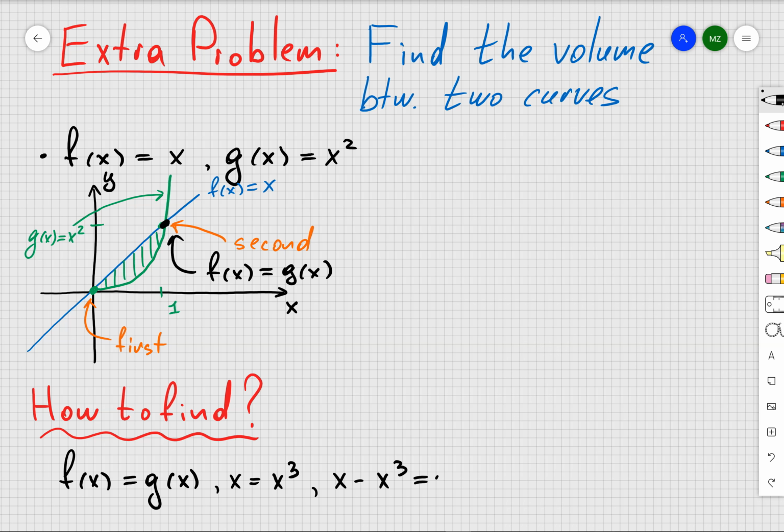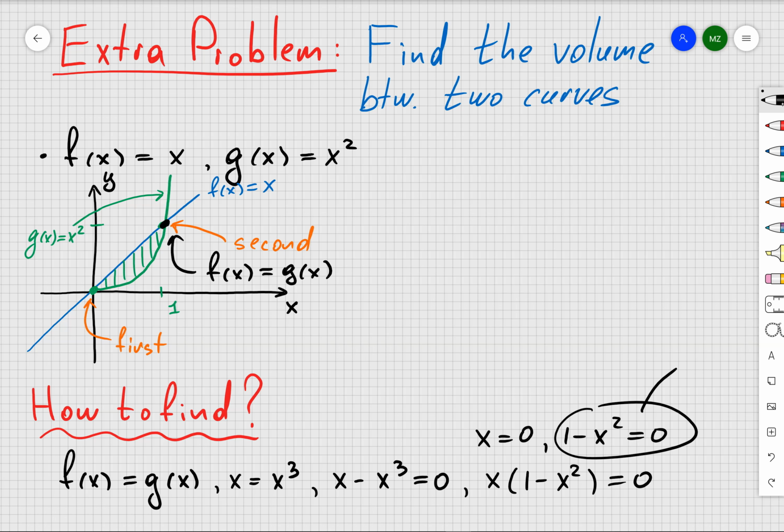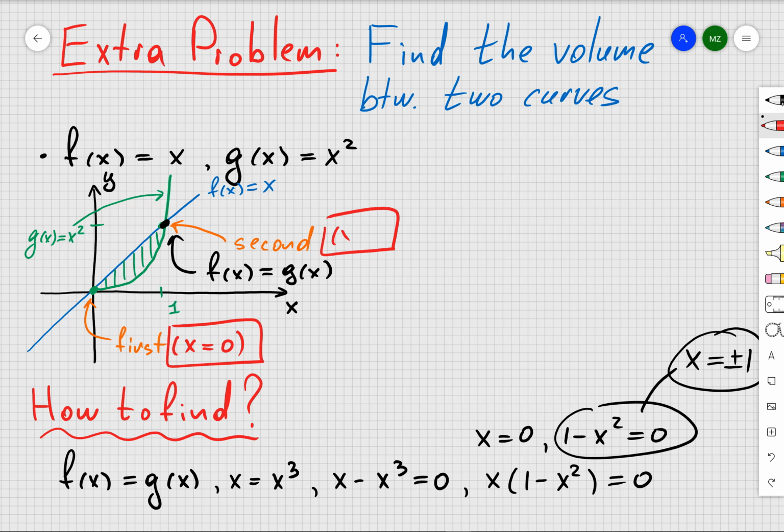Then we're going to have that x is equal to x cubed, and I need to solve that equation. If I factor out my x, I will obtain that one solution is x is equal to 0, and another solution is x is equal to plus or minus 1. And since our region is on the right hand side of the y-axis, that's why we know our bounds, which are x is equal to 0 and x is equal to 1.